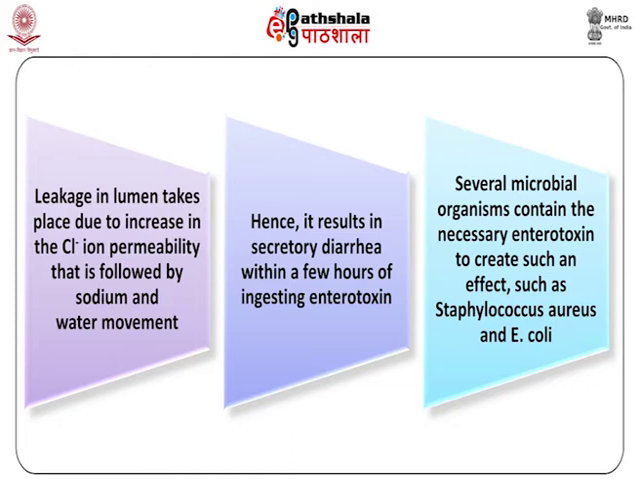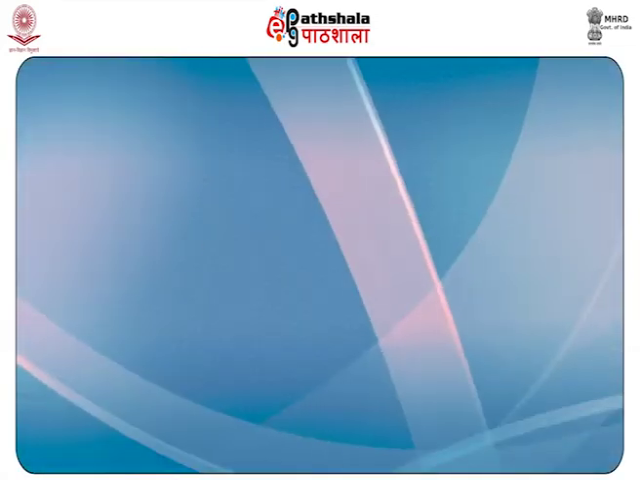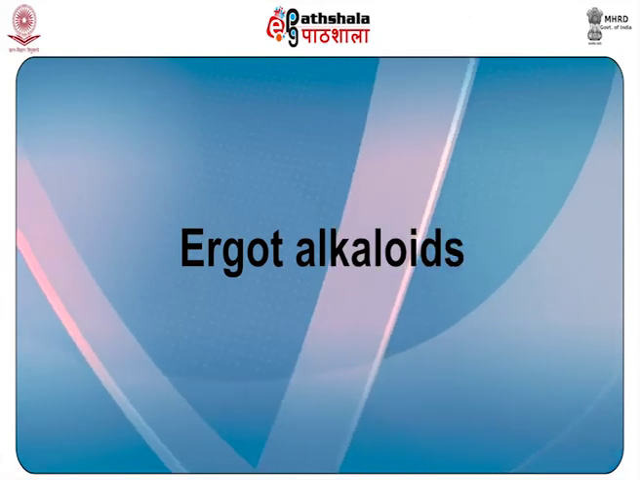Several microbial organisms contain the necessary enterotoxin to create such an effect, such as Staphylococcus aureus and E. coli. Next are the ergot alkaloids. Poisoning by the ergot alkaloids produced by the mold Claviceps purpurea is usually referred to as ergotism and is probably the oldest recorded foodborne disease of fungal origin. Claviceps purpurea grows on food grain, particularly rye, during the wet seasons.